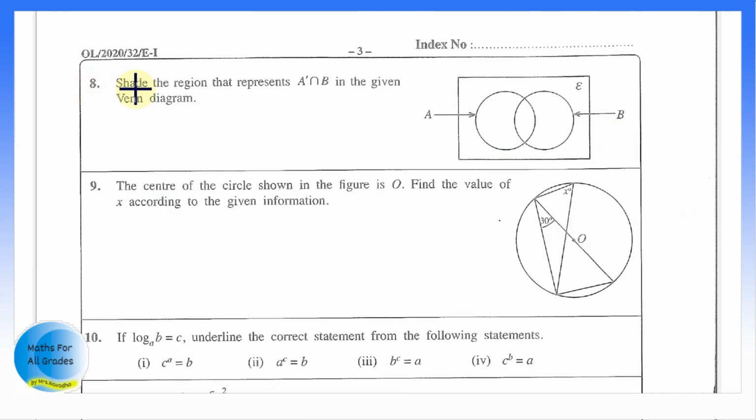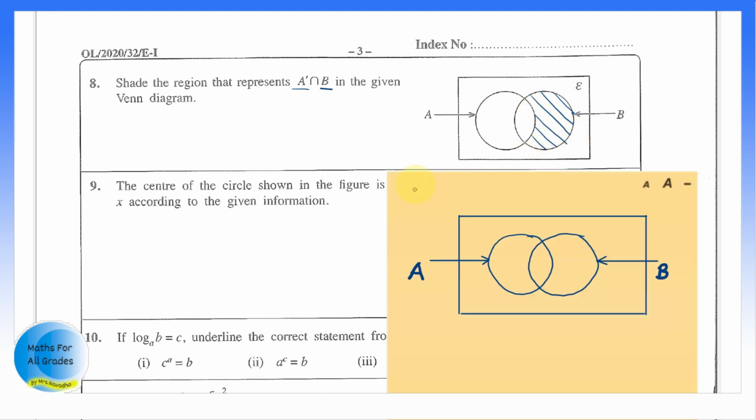Question number 8. Shade the region that represents A dash intersection B in the given Venn diagram. Okay, first I'll think about A dash. That means outside of A. B is the circle B, so the intersection represents this area. Soon I'll explain how to think of this quickly. This is how we can easily figure out the A dash intersection B region.